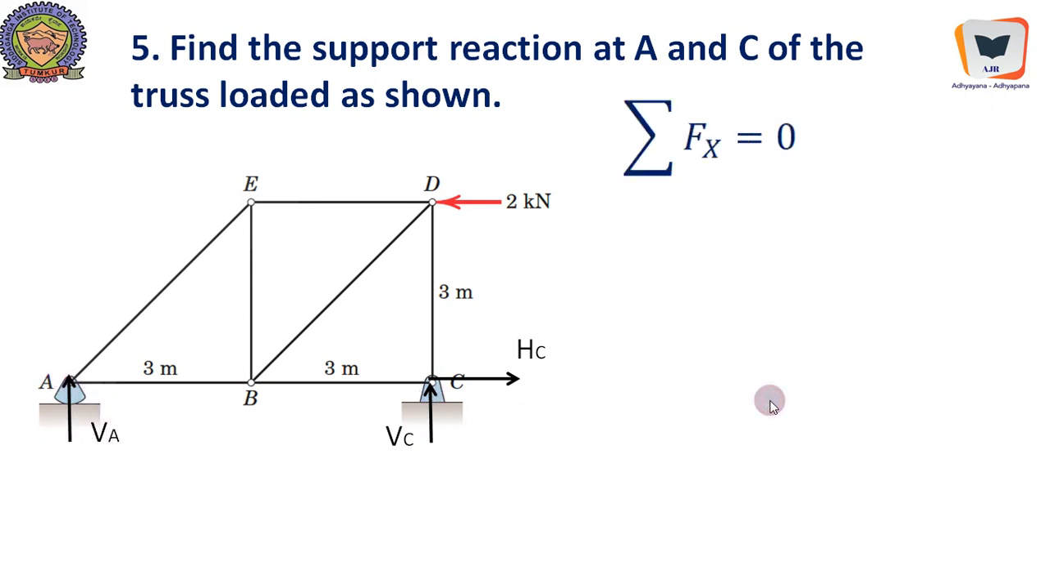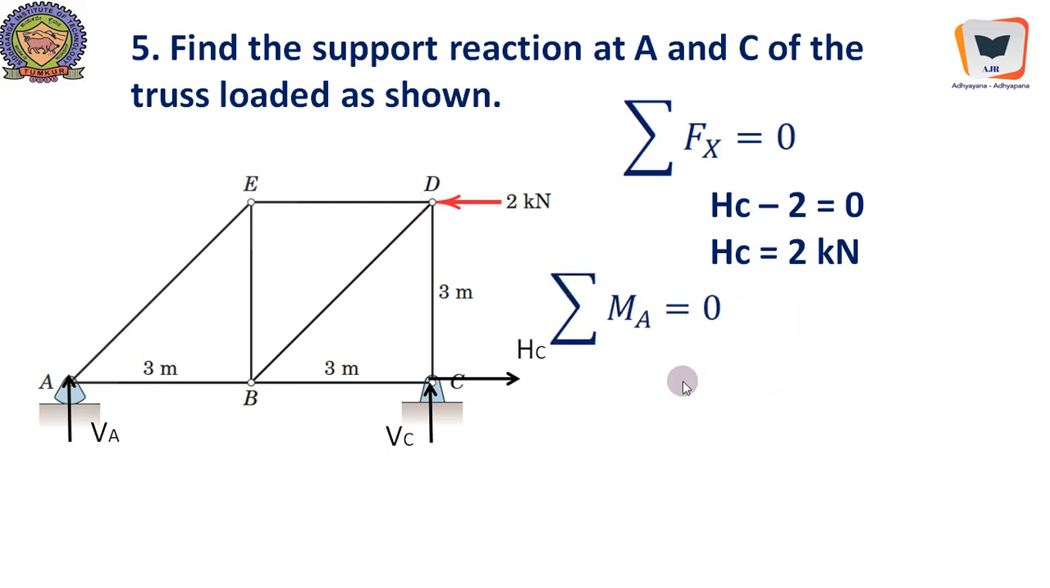Now we will say sigma Fx equal to 0, we will get HC. So HC is positive, minus 2 going like this, equal to 0, therefore HC happens to be 2 kilonewton. So sigma MA equal to 0. Here we take the moment, it is 2, which is anti-clockwise like this. It will be rotating the entire frame in the anti-clockwise direction, provided we release this particular hinge.